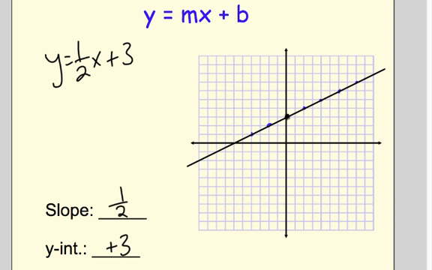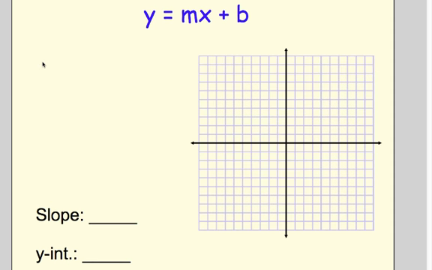Okay, let's look at another example. And for this one, let's use the equation y equals -2x plus 1. All right, so go ahead and do the same thing again. Try to figure out the slope and the y-intercept. Pause the video, and then we'll check our answers.